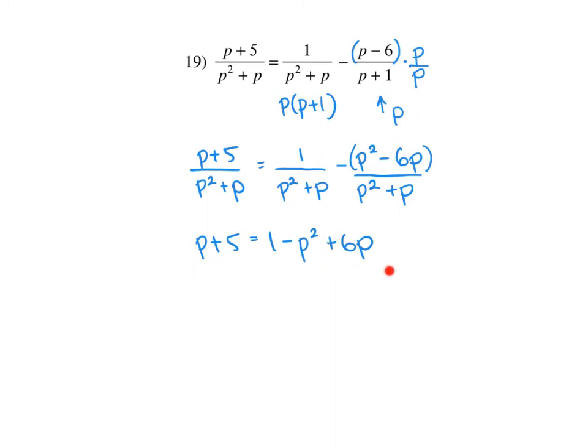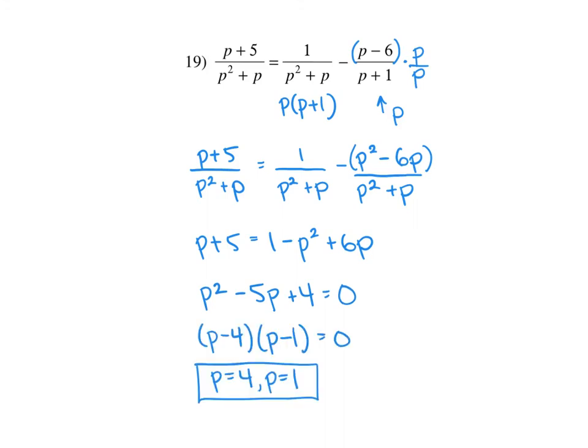I have here another quadratic equation. So like I did in the other example, I'm going to move all of the terms to one side and set this equal to 0. Now that I have my quadratic equation, I want to factor it. This factors nicely, and then I'll set those factors equal to 0 and solve. So I have two answers again, p equals 4 and p equals 1.